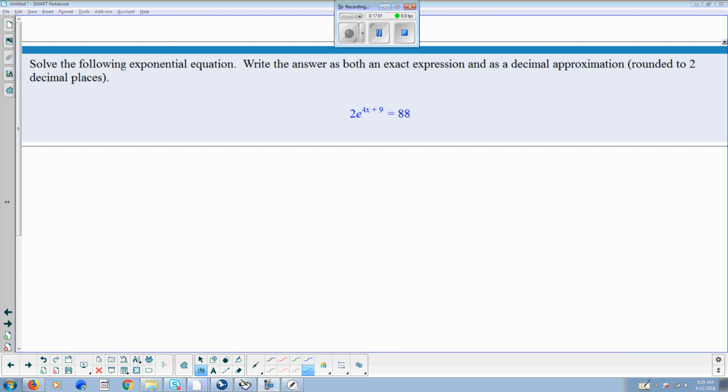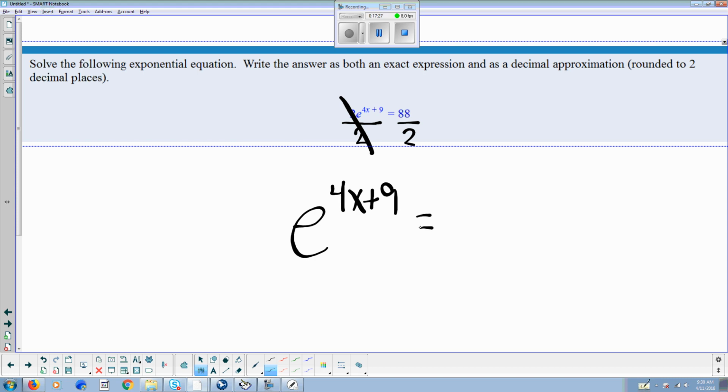Okay, so this particular equation says solve the following exponential equation. Write the answer as both an exact expression and as a decimal approximation rounded to 2 decimal places. So you have to enter the answer 2 ways. To begin, we're going to isolate our e by dividing both sides by 2. That's going to be helpful because when we have e to a power, we're going to be able to take the ln of both sides. 88 divided by 2 is 44.